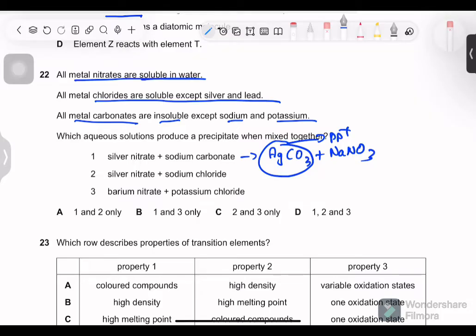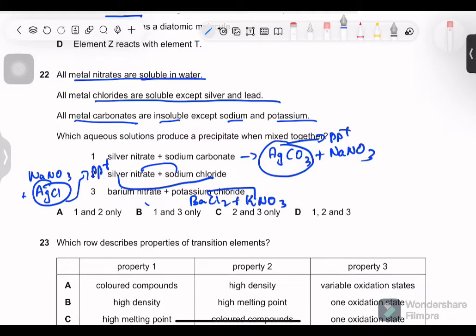Silver nitrate plus sodium chloride. So sodium nitrate will be produced and silver chloride will be produced. Silver reacts with this, sodium reacts with this. So AgCl is again a precipitate. You should be remembering this, by the way. They've given you the information over here, but they don't do that all the time. This is available in the notes for use in qualitative analysis in your syllabus. Barium nitrate plus potassium chloride will produce barium chloride plus potassium nitrate, none of which is a precipitate. So only 1 and 2, 22A.